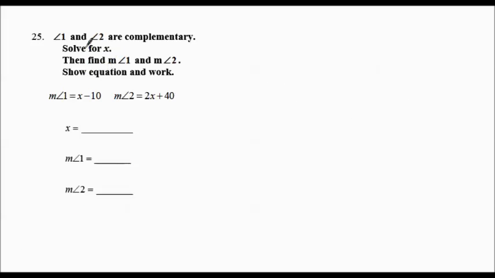This next problem, angle 1 and angle 2 are complementary. Now, I don't know if you remember when we did this in class, but the C for complementary should remind you that they add up to 90 degrees. Supplementary is 180, but complementary means that they add up to 90 degrees.